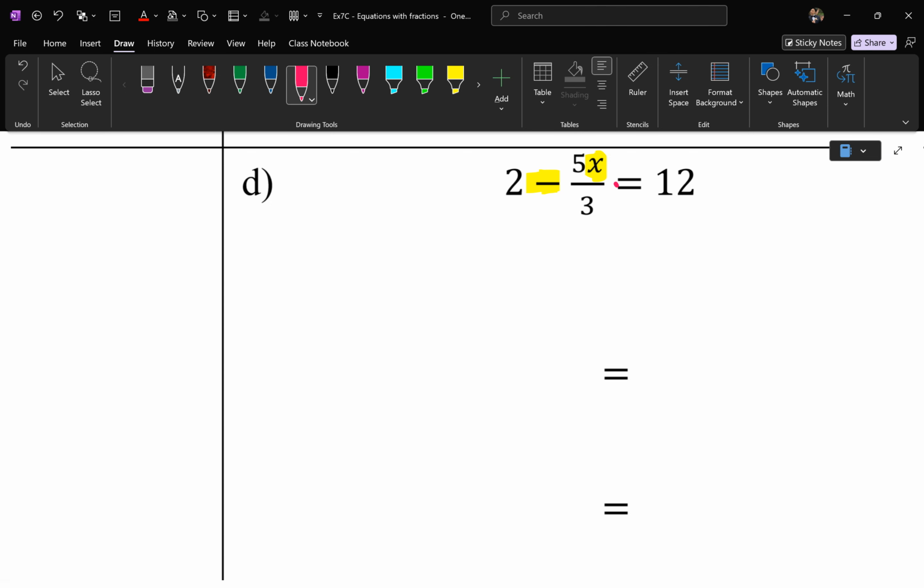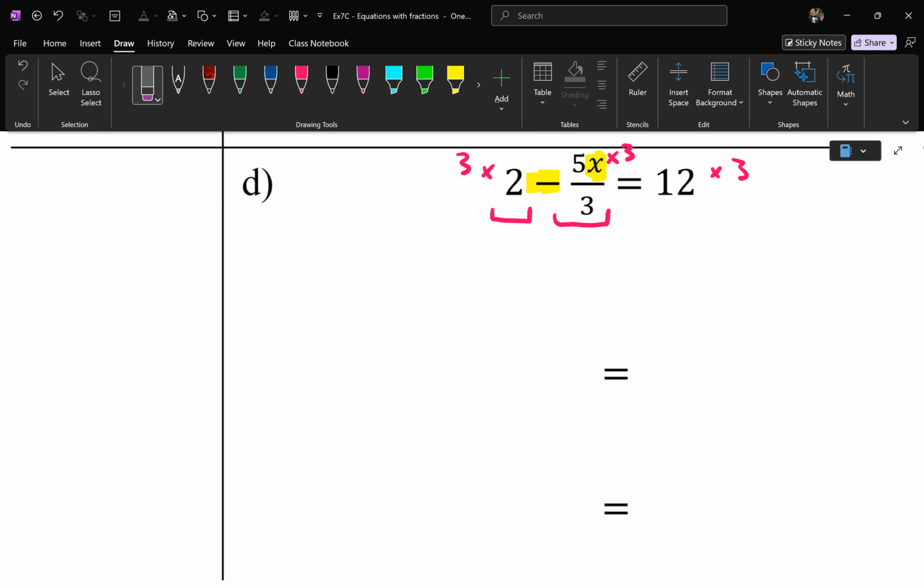Here we go. Get rid of this divide 3 because most students hate fractions. Times 3. But remember, how many terms are there? There are 2 terms here. So when you times it by 3, you must times them all by 3. 3 divide 3 cancels out. Yes, it does.